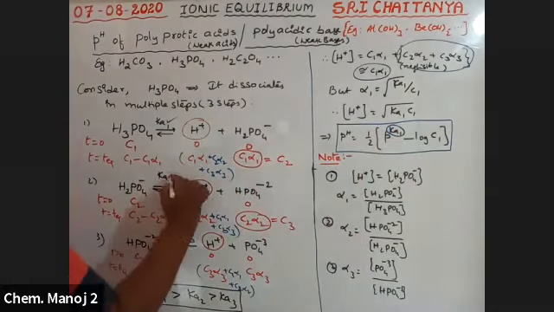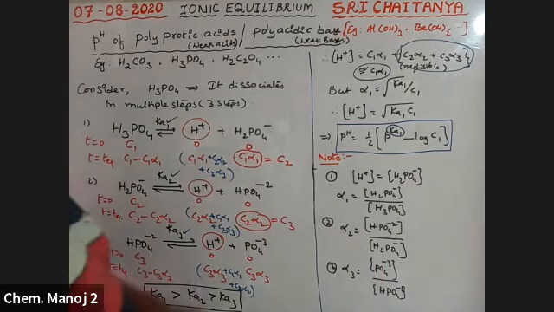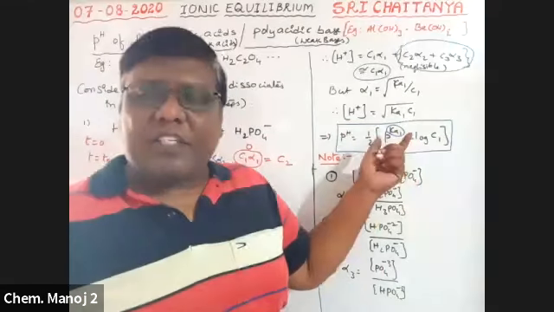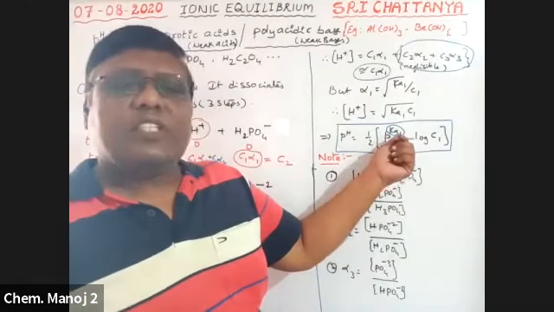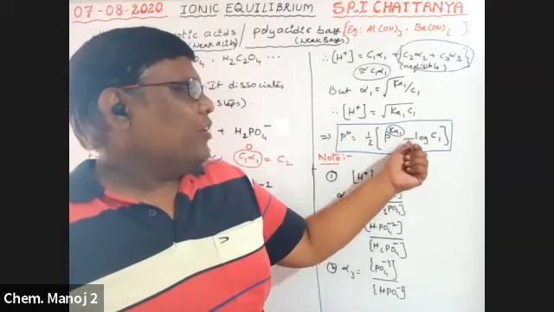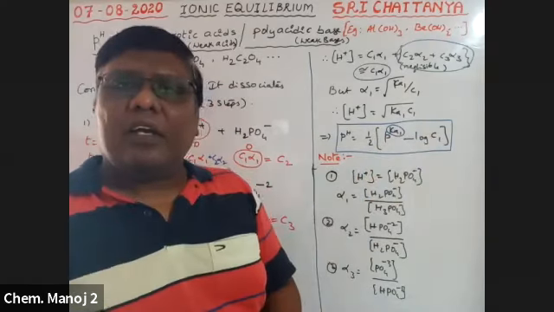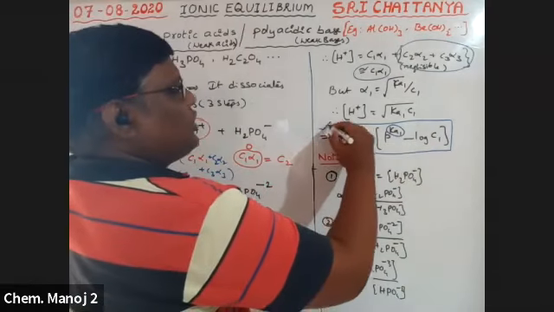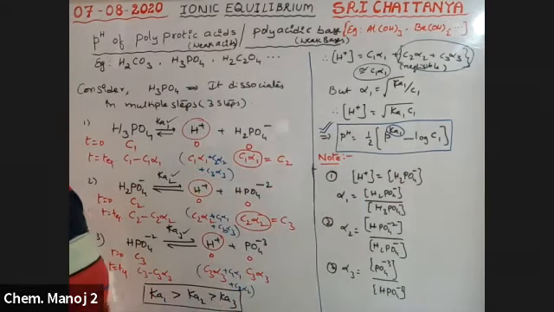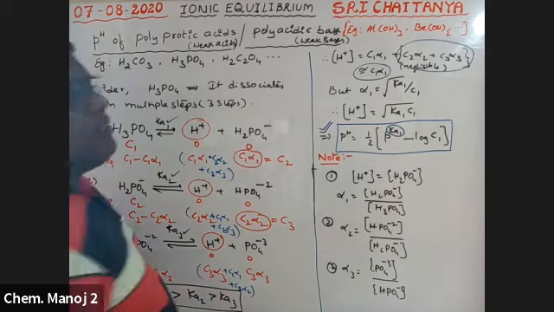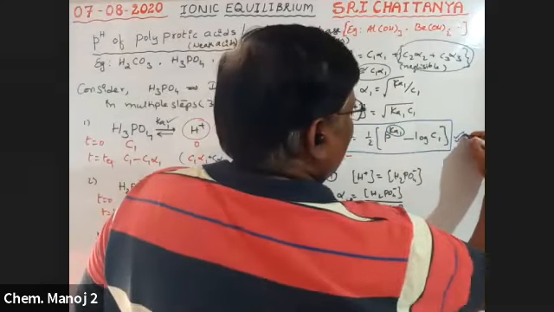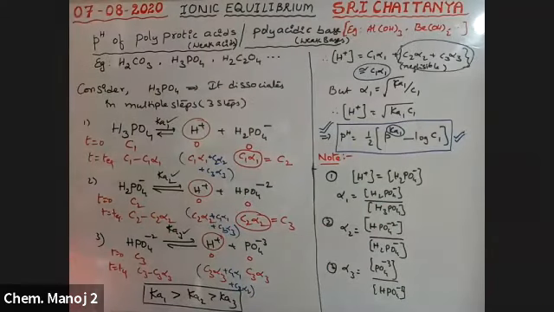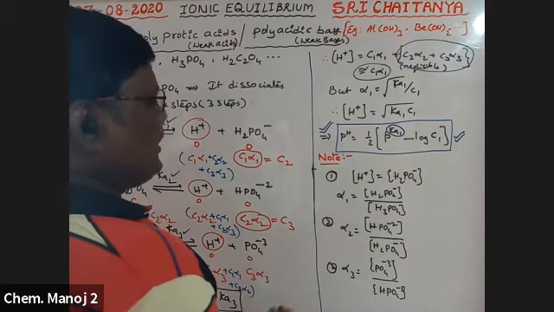This is Ka1, this is Ka2, this is Ka3. Because most of the H+ is coming from the first dissociation, it is taken as 1 by 2 pKa1 minus log C1. So this is the way to calculate the pH of a polyprotic acid. Okay. So please, boys, identify this condition. Now, how to find out the degree of dissociations?